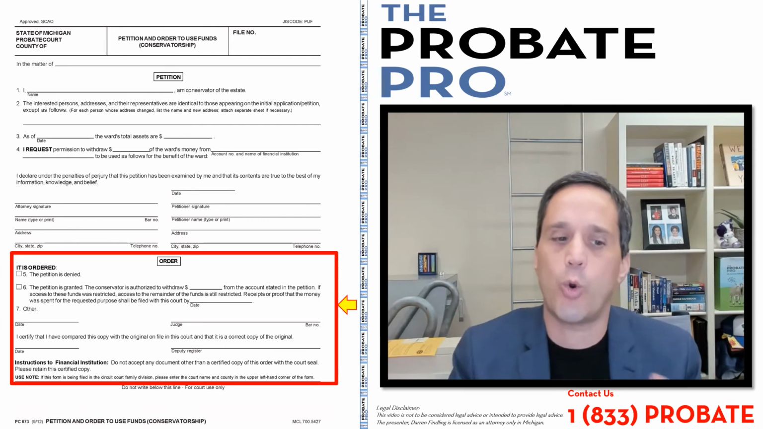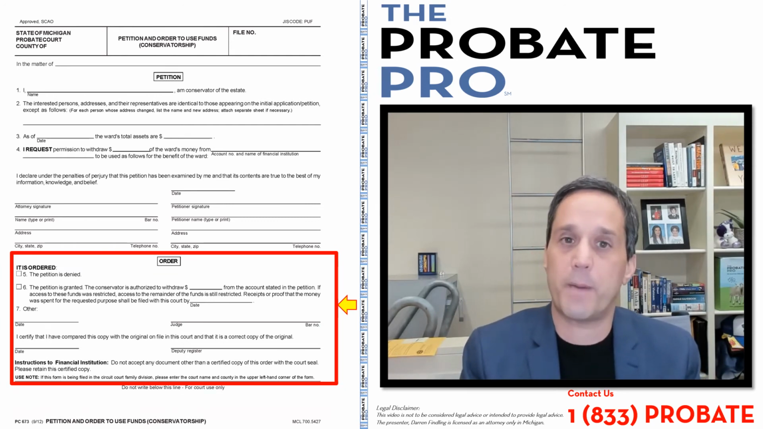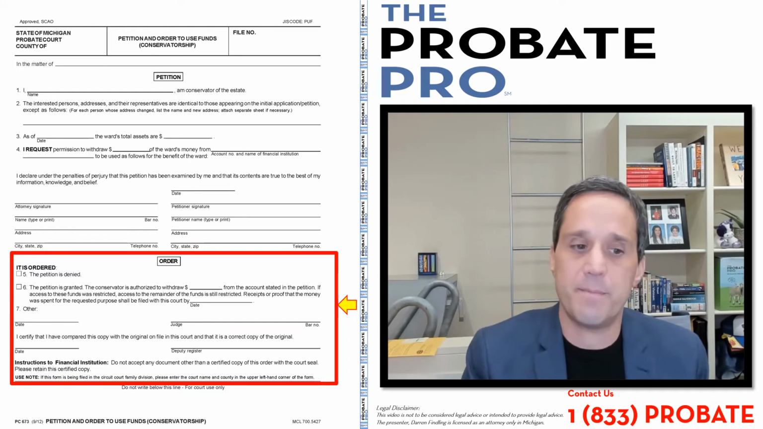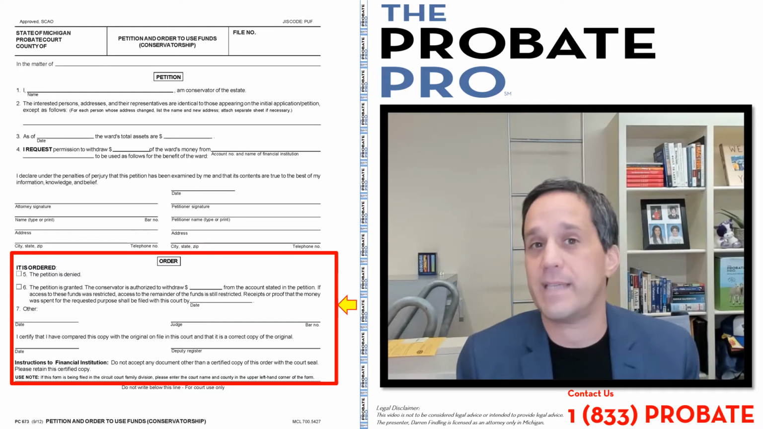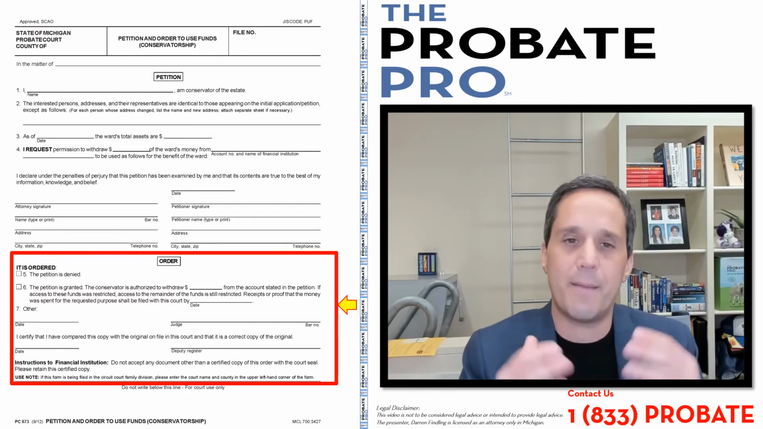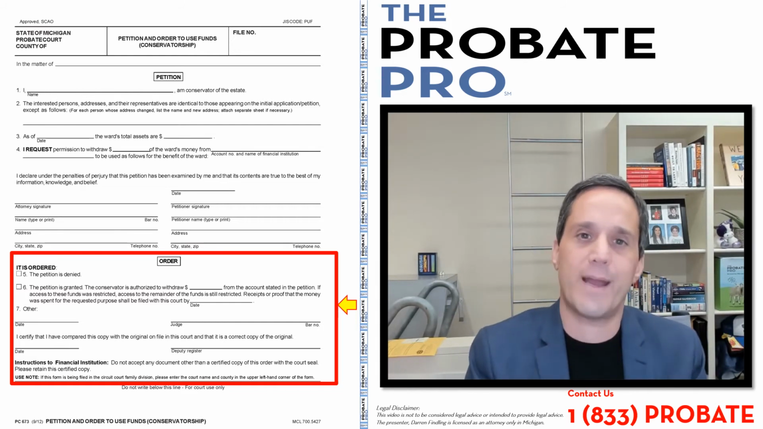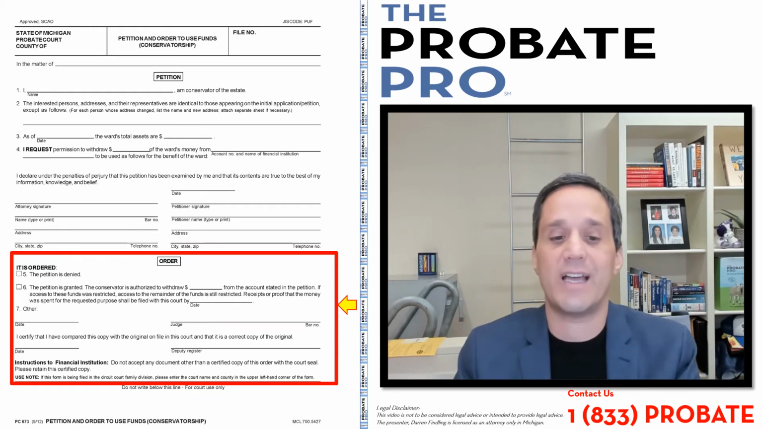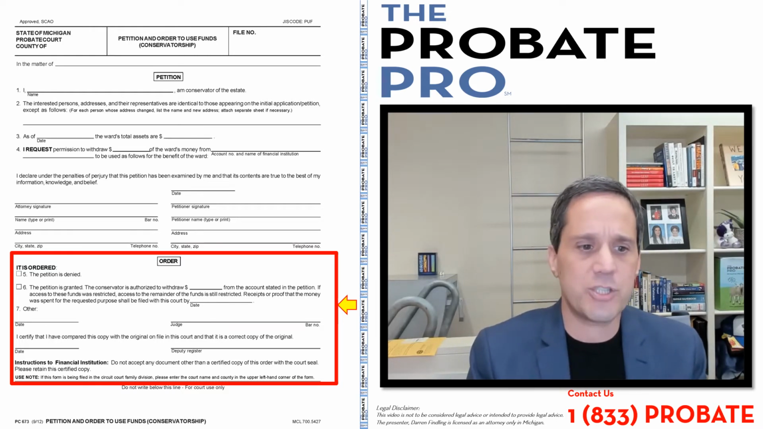Below that is the court order. Now, this particular part gets ultimately signed by the judge, assuming the judge approves the transaction. The petition would either be denied, or in Section 6, it may be granted, and there could be limitations. So for example, if you ask for X, the court may say, no, I'm not giving you X. I'm not authorizing you to withdraw X, but I'm going to authorize you to withdraw a different amount of money.